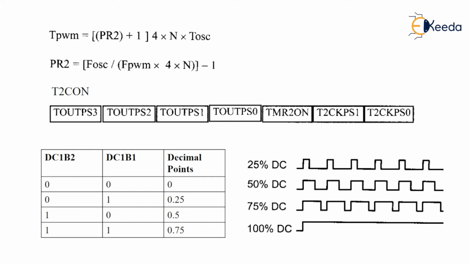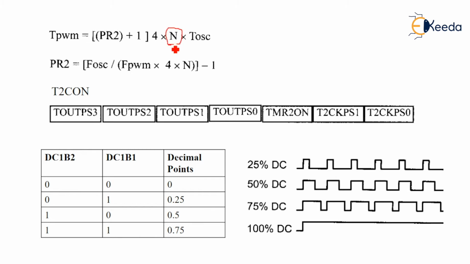Here is the formula. PWM time is equal to (PR2 plus 1) into 4 into N into T oscillator. What is meant by it? PR2 is a register which holds the count for the PWM pulse, whereas T PWM means the time of that PWM pulse. This N is nothing but the prescaler.